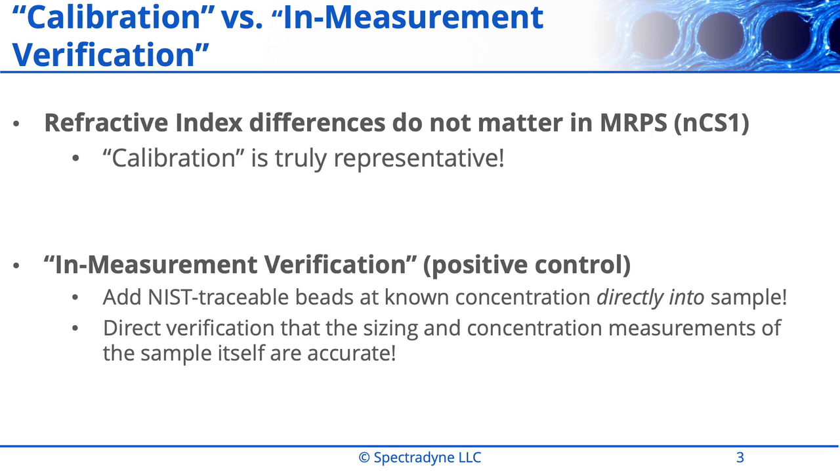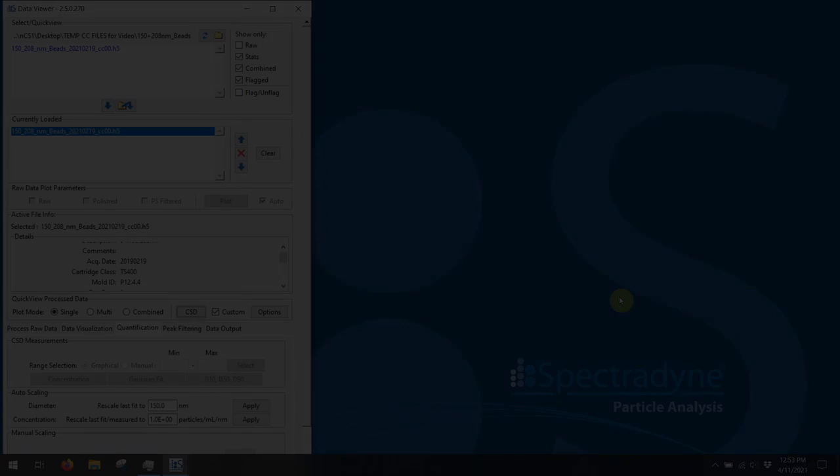Like I said, this is a unique capability of the NCS1 and cannot be done in light scattering systems like NTA and DLS, because the presence of the calibration beads in the sample will skew the entire results. In the NCS1, this does not happen because each particle is measured individually with no influence from the other particles. So let's take a look at a quick example.